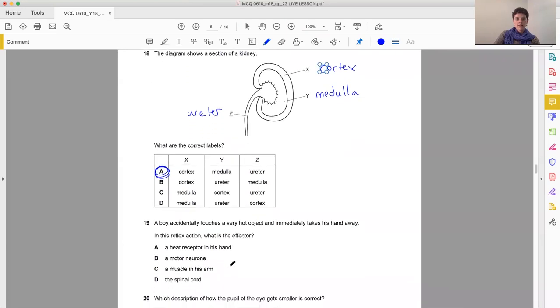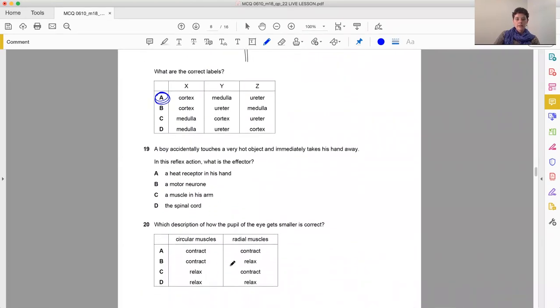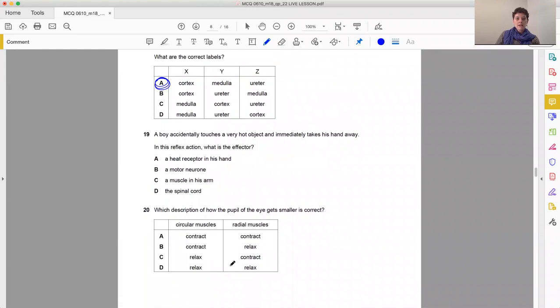Question 19. A boy accidentally touches a very hot object and immediately takes his hand away. Immediately. In this reflex action, what is the effector? So you've got to think back. You've got all of these sort of loops of things that are going on in the nervous system. So you've got receptors, you've got effectors, you've got relays.